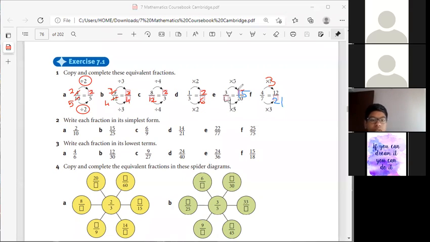Now look at the question, second question. What are we supposed to do? They've asked us to put it in the simplest form. Tell me, simplest form and lowest term. Are these two words different?